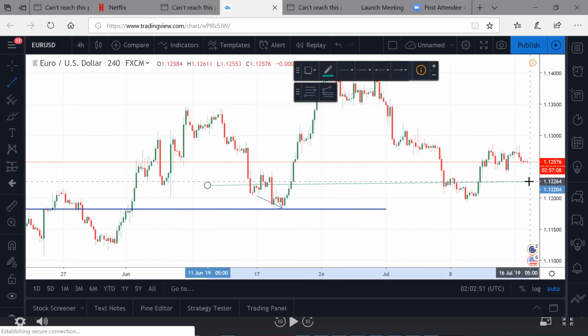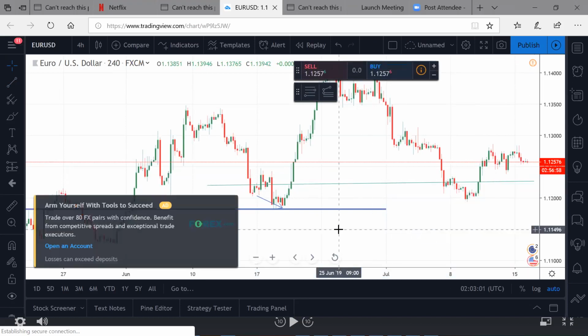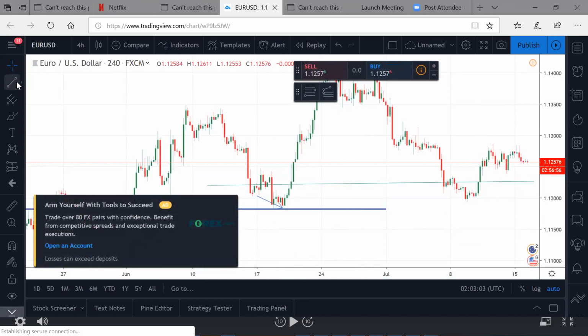EU is on a downtrend. What I think about EU is that since it's on a downtrend, it's reversing, it's going to go back down. So now let me try.